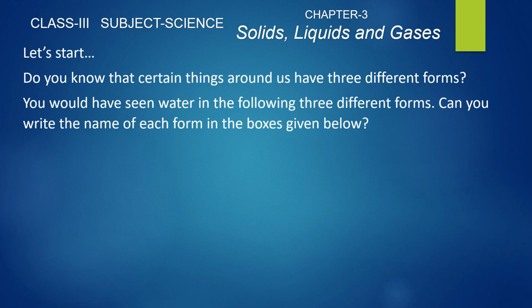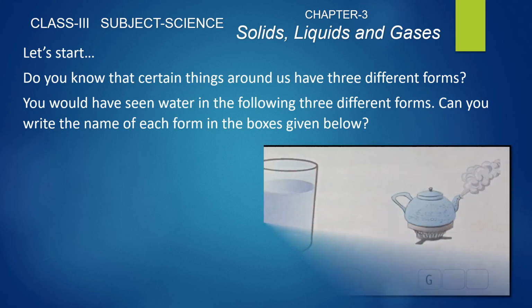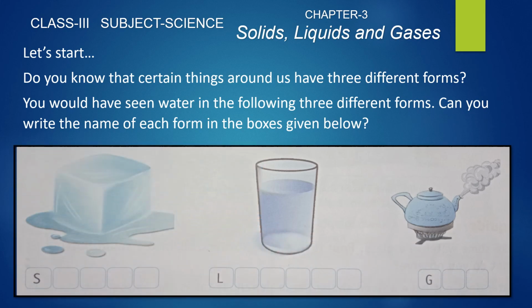Do you know that certain things around us have three different forms? You would have seen water in the following three different forms. Can you write the name of each form in the boxes given below? So see the picture. First one, a piece of ice, then in a glass there is water, then in a kettle there is something. So you have to write these names. Then you have seen the three forms of water.